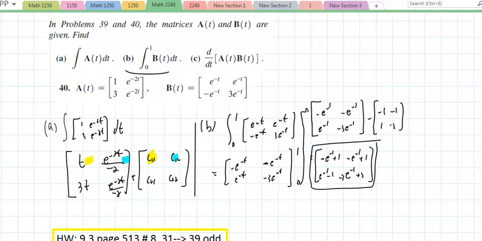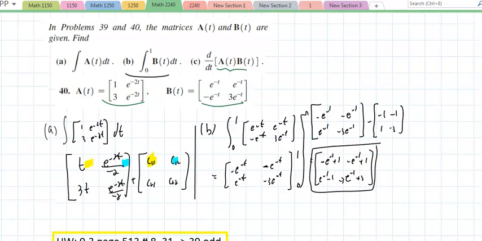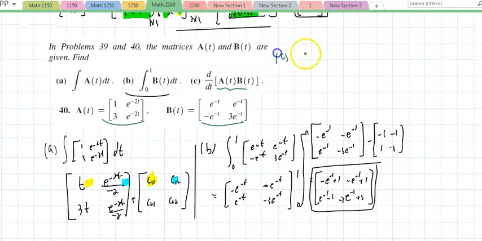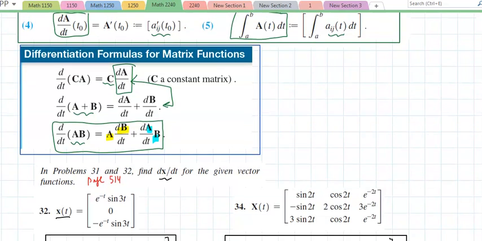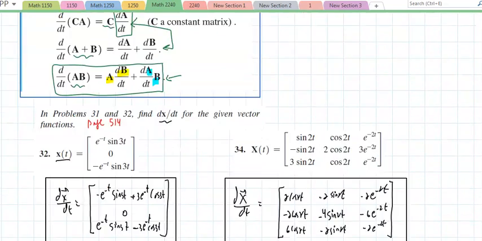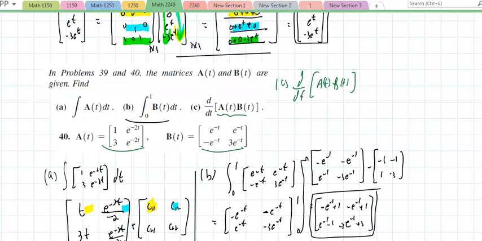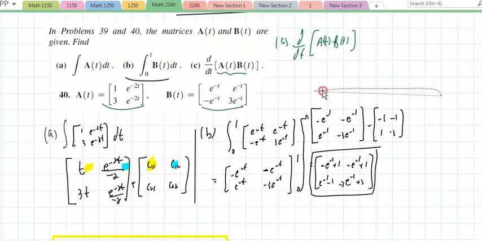Now, when they say find the derivative of AB, I could use the product rule, or if I really want, I could multiply those out first and take a derivative of that result, right? So when they say in part C, take a derivative of A of t, B of t, again, I could use the property, or I could multiply first and do the results after. It's the same thing, it really doesn't matter.